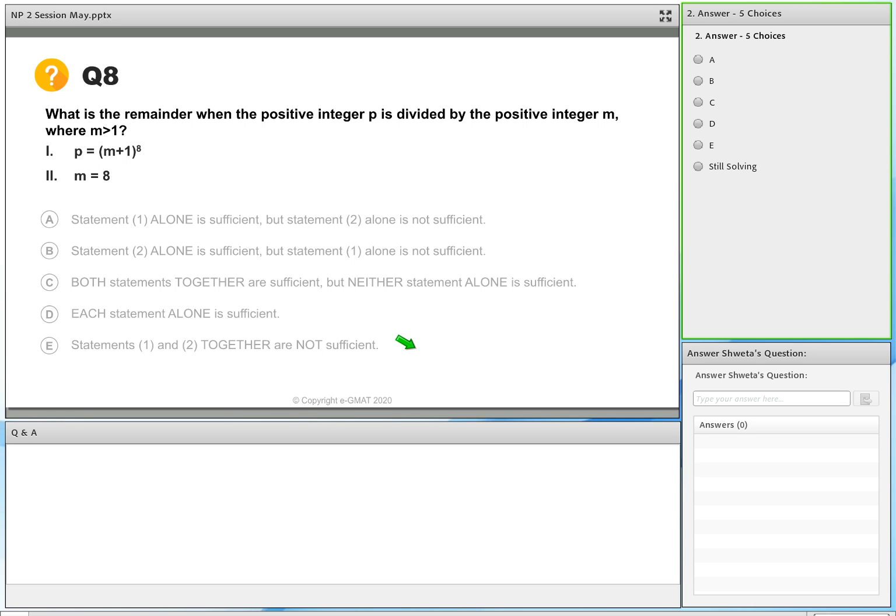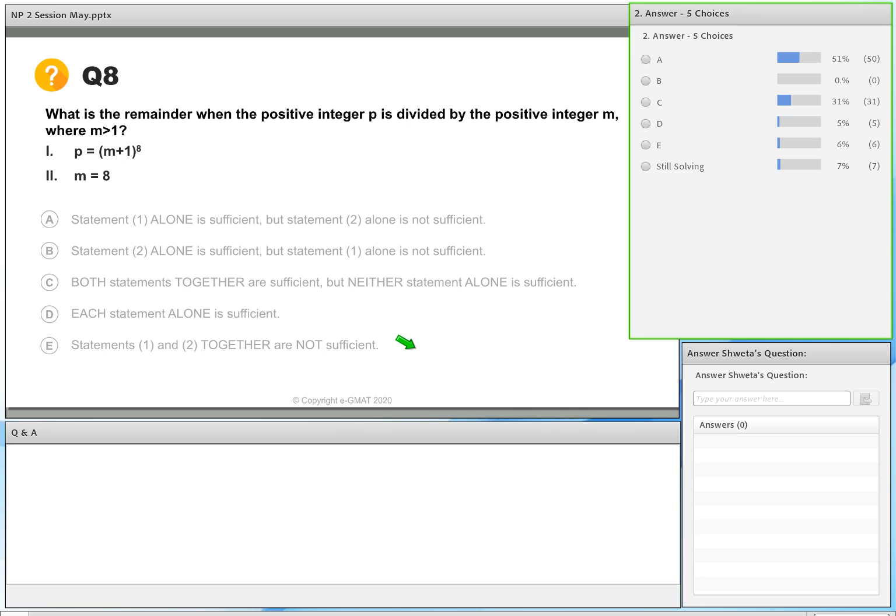Ending the poll in 15 seconds. Panic, use these 15 seconds wisely. Okay, then here are your responses.